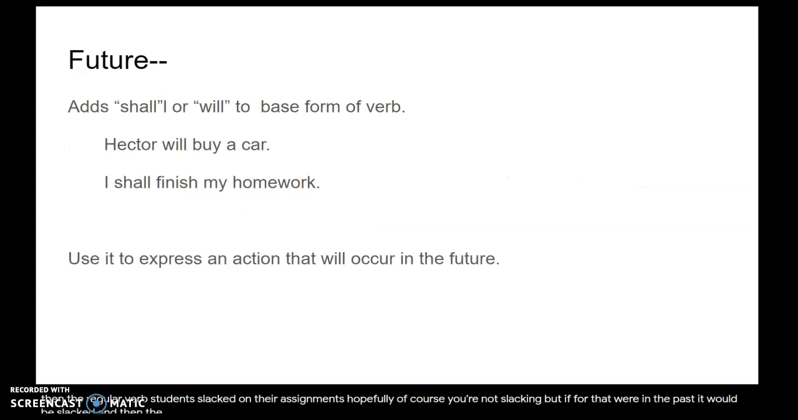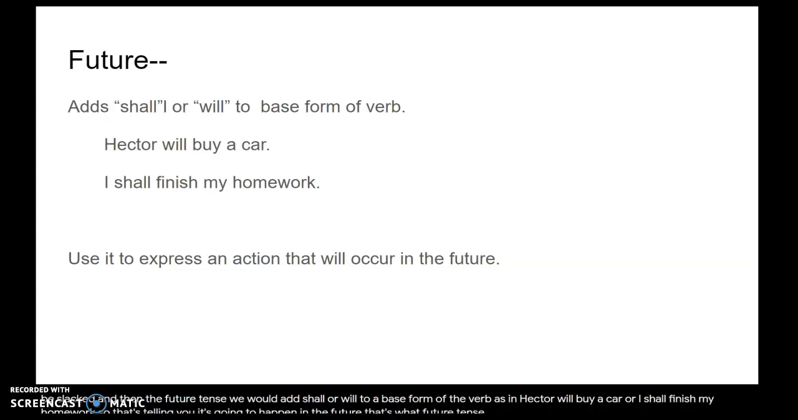And then the future tense, we would add shall or will to a base form of the verb, as in "Hector will buy a car," or "I shall finish my homework." So that's telling you it's going to happen in the future. That's what future tense is used for.